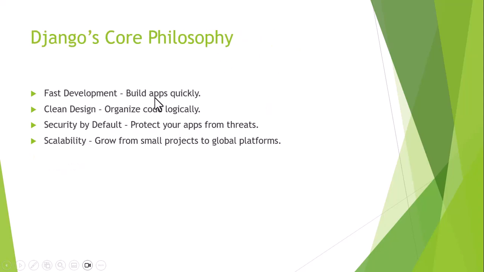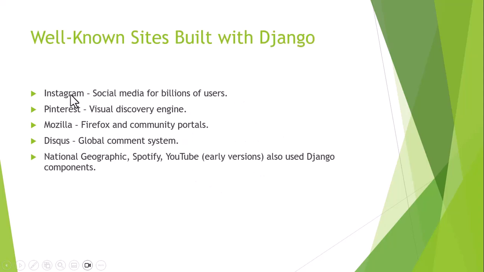So what philosophy should you know, or what is major in Django? One, there is fast development, so you build apps quickly. We have clean design, so your code is organized logically well. Security, by default, your apps are well protected, as we shall be seeing. The security is very, very high. Scalability, it can grow from small projects to global platforms, like we saw that even Instagram runs on Django, and it supports billions of users.